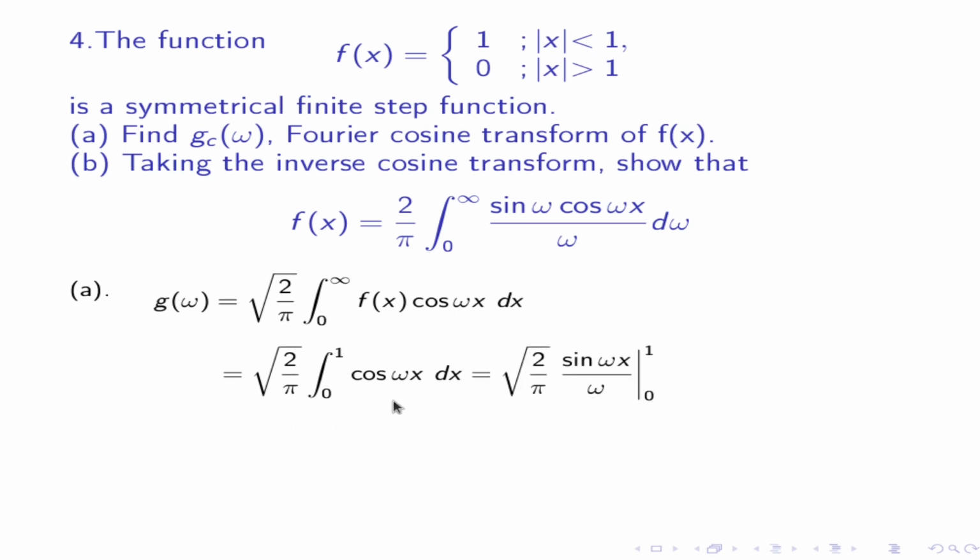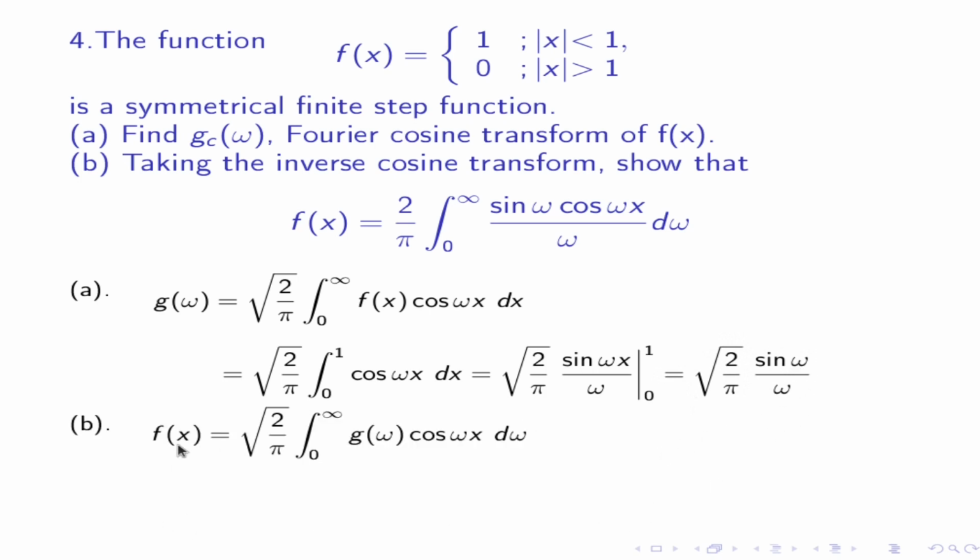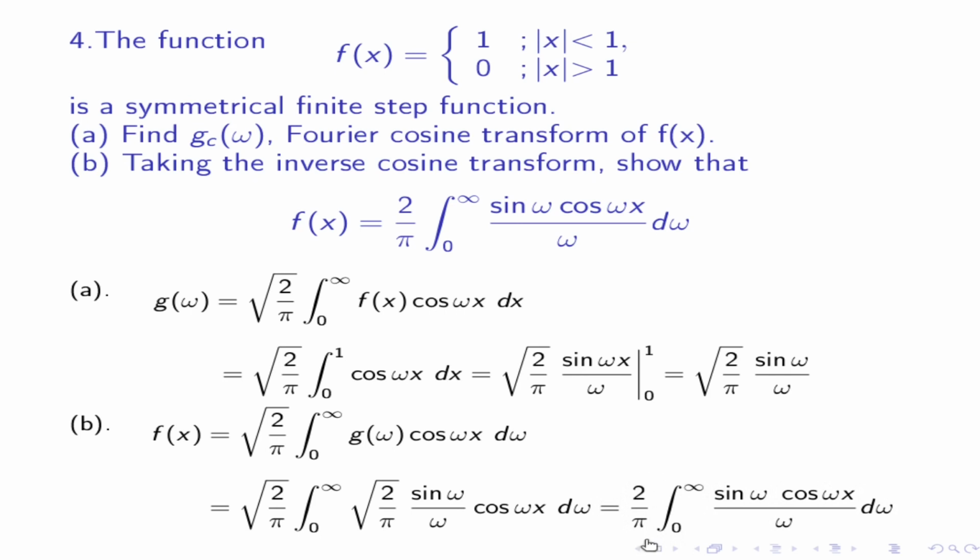Integrating and simplifying, we have square root of 2 by pi sine omega by omega. Now the inverse transform: f_s(x) is equal to square root of 2 by pi integral 0 to infinity g(omega) cos omega x d omega. That's equal to, g(omega) is this one, 2 by pi integral 0 to infinity sine omega cos omega x by omega d omega.